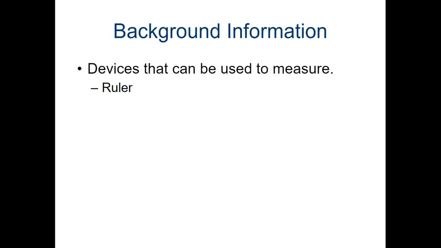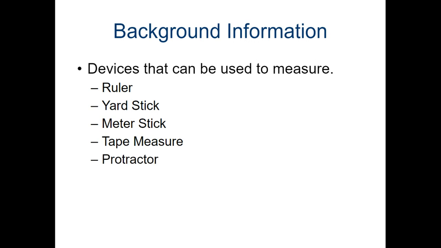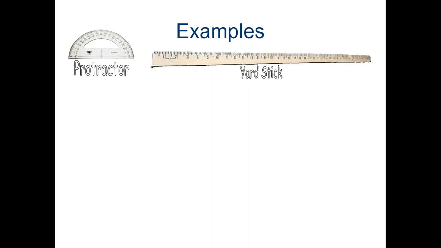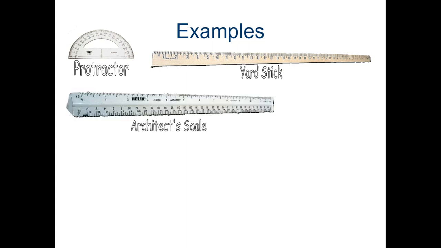Devices that can be used to measure: we have the ruler, a yardstick, a meter stick, tape measures, protractors, framing squares, architects, and engineering scales. Here are some examples. So here's a protractor. Everybody's seen that. Here's a yardstick, right? So you're going to have that whole yard measurement, and that's going to be in U.S. standard measurement, right? So 3 feet and inches. The architect scales has both U.S. standard and metric.